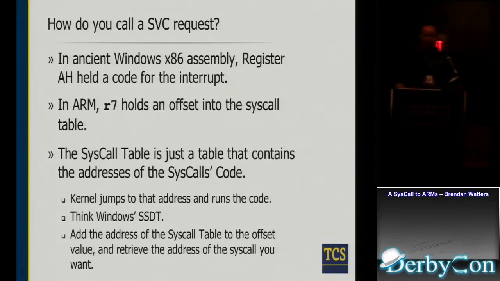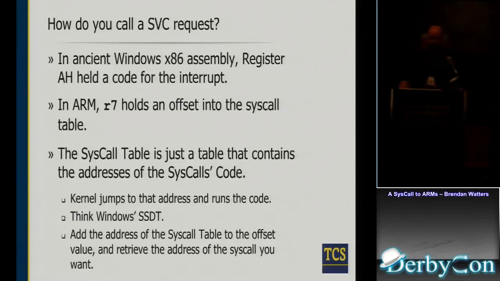Okay. Now, how exactly do you make a service request? Back in the old days of Windows, simply, you had to put code in AH. In Linux, same thing, you have to put a code to say what exactly you want in the syscall. It's no different when we talk about ARM. The only catch is, for some reason, I'm sure there's a good reason, but I haven't bothered to look it up, register number 7 is the register that holds whatever code you want to have a syscall.